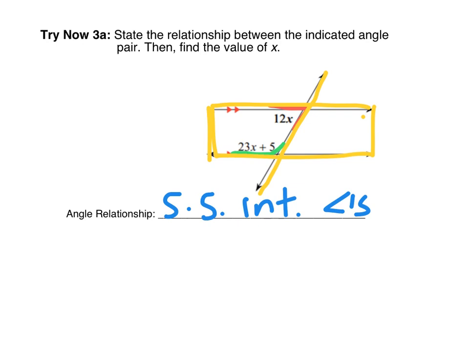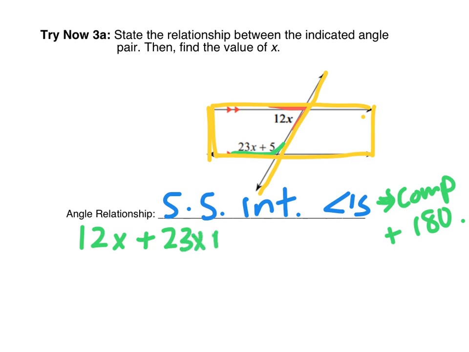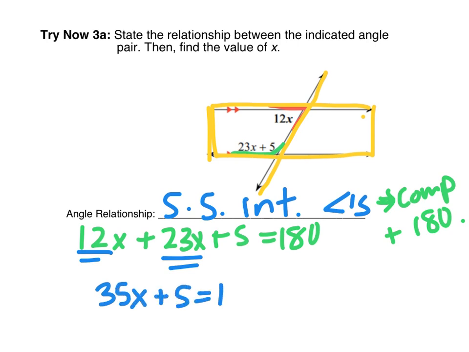And if you look at your table, you'll see that those ones are supplementary. I'm just going to write supp because I don't have a lot of space, which means they add to 180. So if I want to write an equation, I can do 12x plus 23x plus 5 equals 180. And from here, we need to solve for x. To do that, I notice I have 12x and 23x. That gives me 35x plus 5 equals 180.